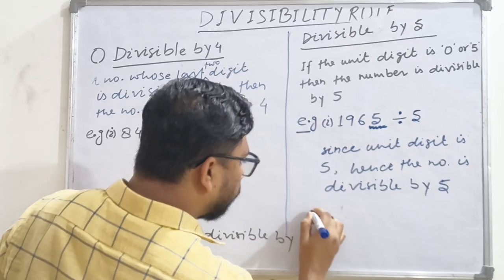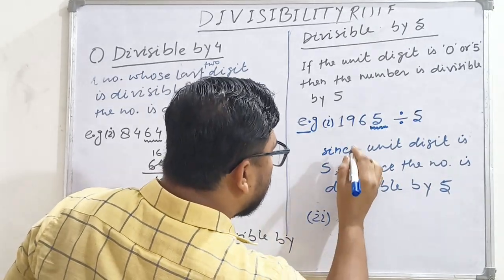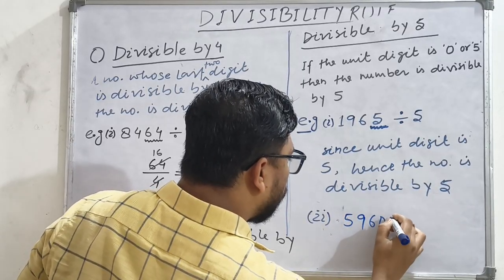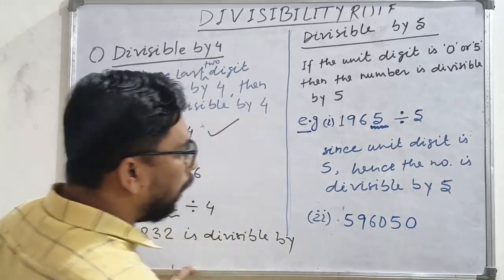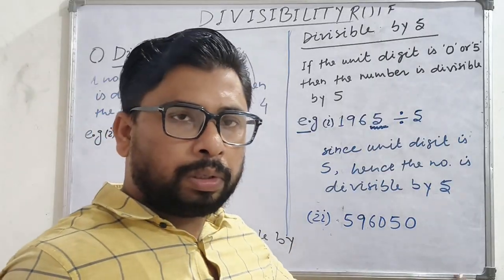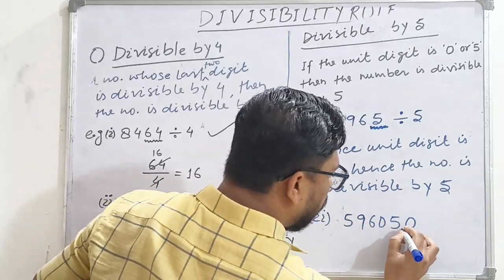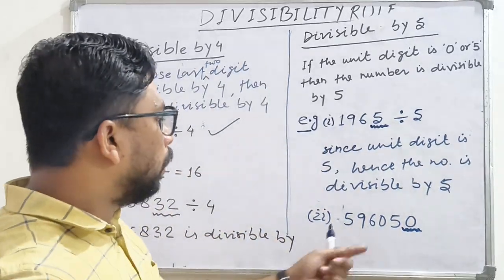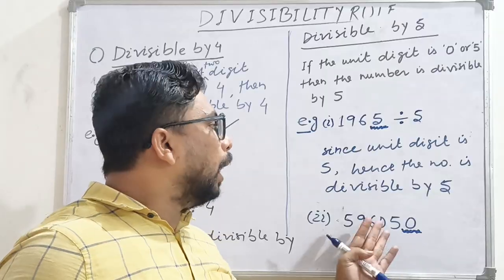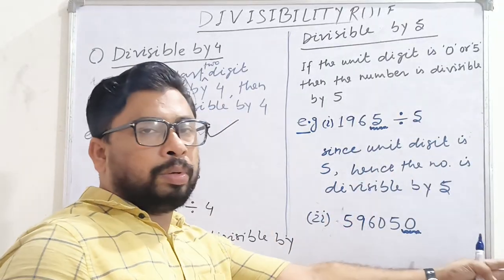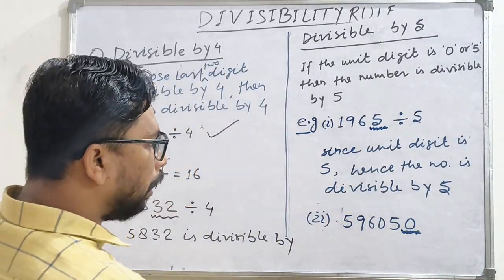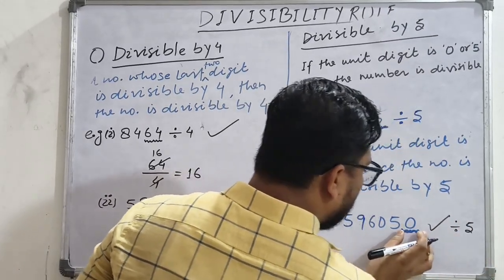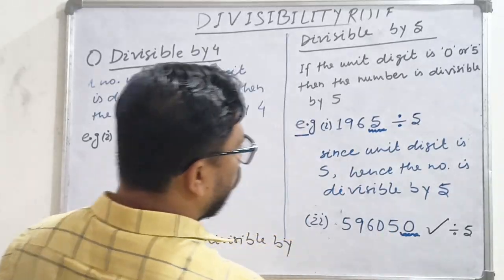Second example, 59650. Is this number divisible by 5 or not? Yes, just check the unit digit. What is the unit digit here? 0. Since the unit digit is 0, hence the number is divisible by 5. Okay, this will also be divisible by 5. Why? Since the unit digit is 0.